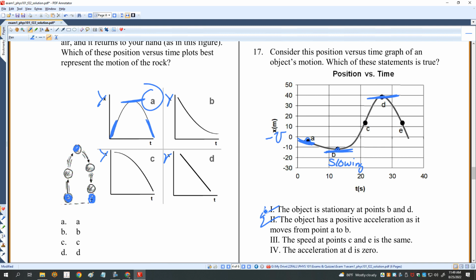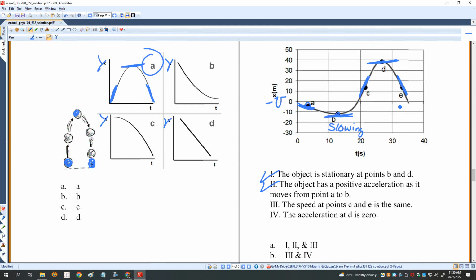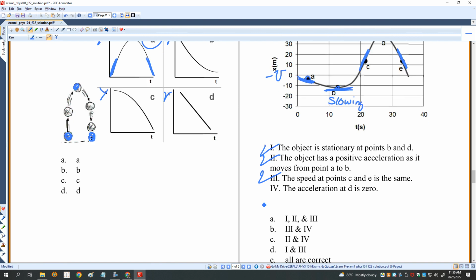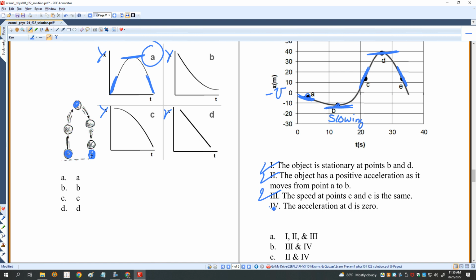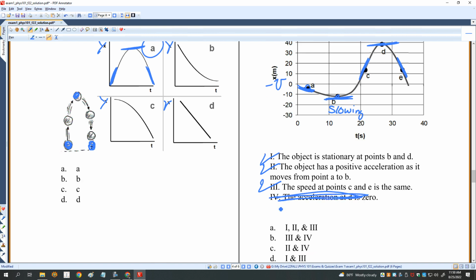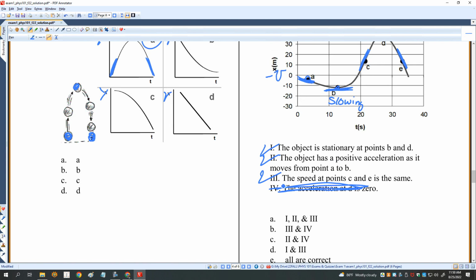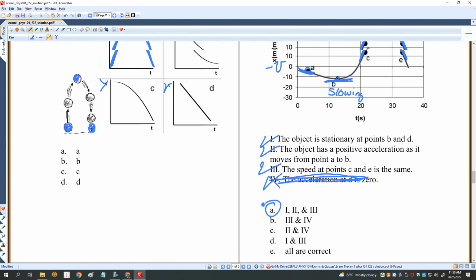The speed from point C and E is the same. There's the speed at point C, the speed at point E. Notice the slope of those two lines is equal. The signs are opposite, but the slopes are equal in magnitude, so that is true. And the acceleration at D is 0. I'm probably going to take that off. In fact, yeah, I will take that off. But the answer is no, it's not. So the answer is A.